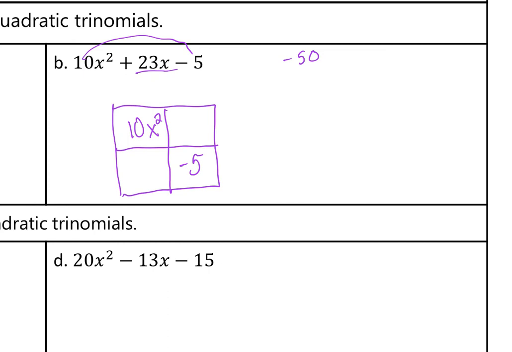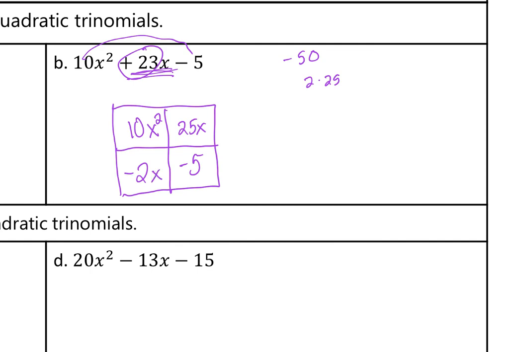What multiplies to get negative 50 that adds to get 23? So that's a 2 and a 25 sort of situation. And 25 would be positive since this is a positive 23. So 25x and negative 2x.